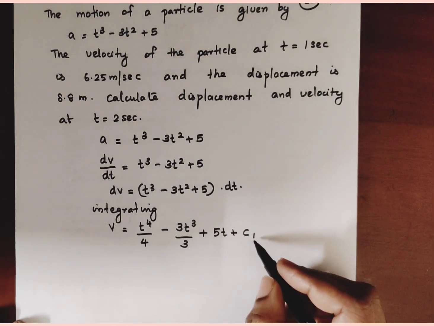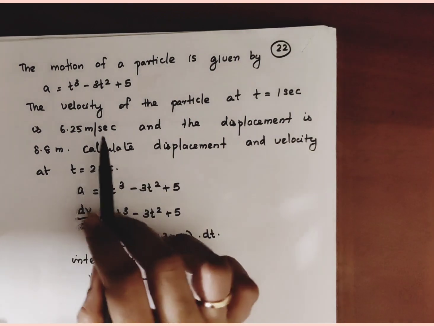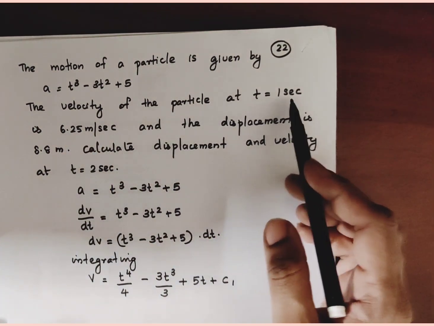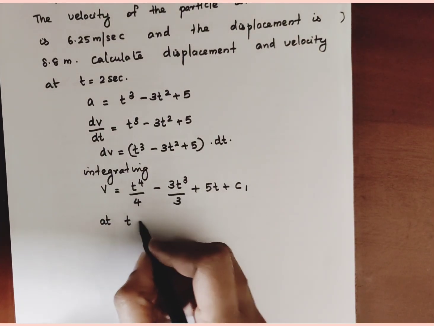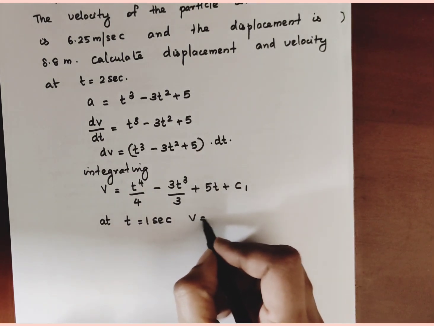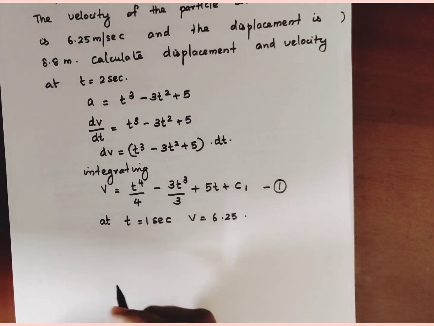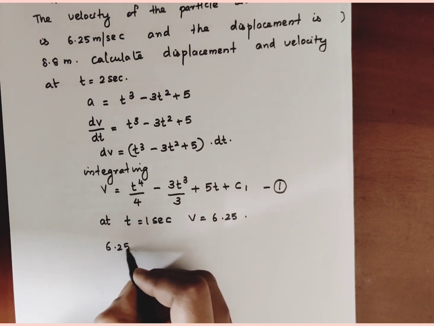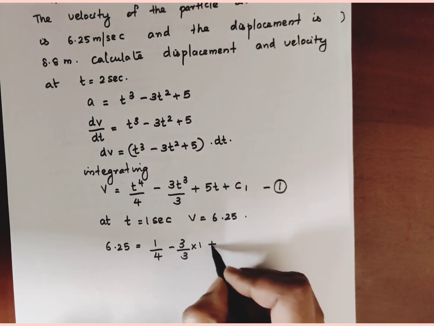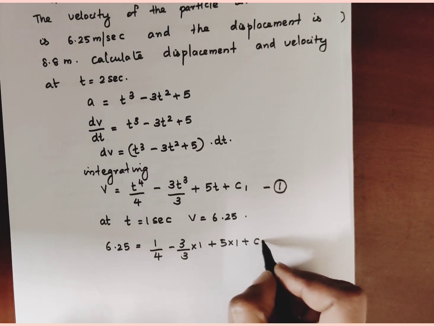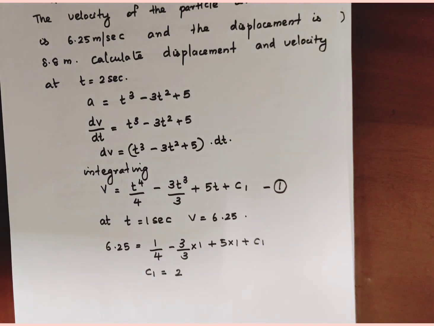So now the next step is you have to calculate the constant of integration. For that, the boundary conditions will be given in the question. The velocity of the particle at t is equal to 1 second is 6.25. So here you have to substitute the boundary condition at t is equal to 1 second. Velocity is 6.25, so you can substitute in this equation. You can write this as equation 1. So 6.25 is equal to 1 by 4 minus 3 by 3 into 1 plus 5 into 1 plus C1. So solving this equation, you will get C1 as equal to 2.